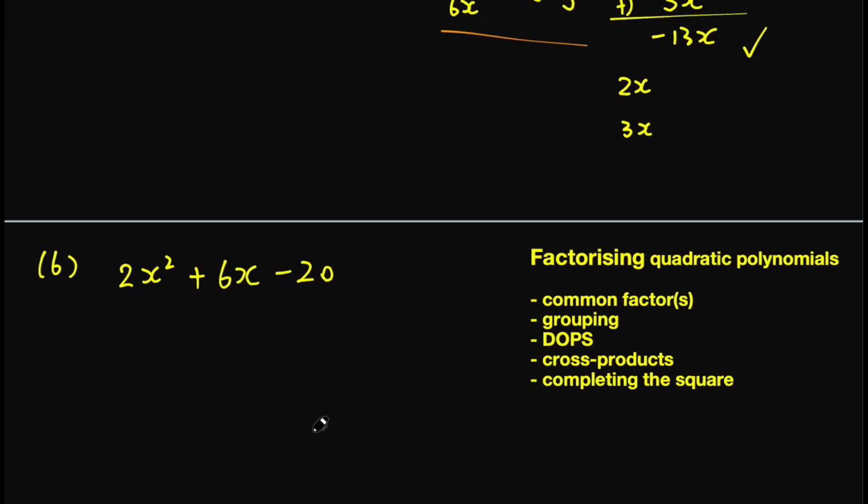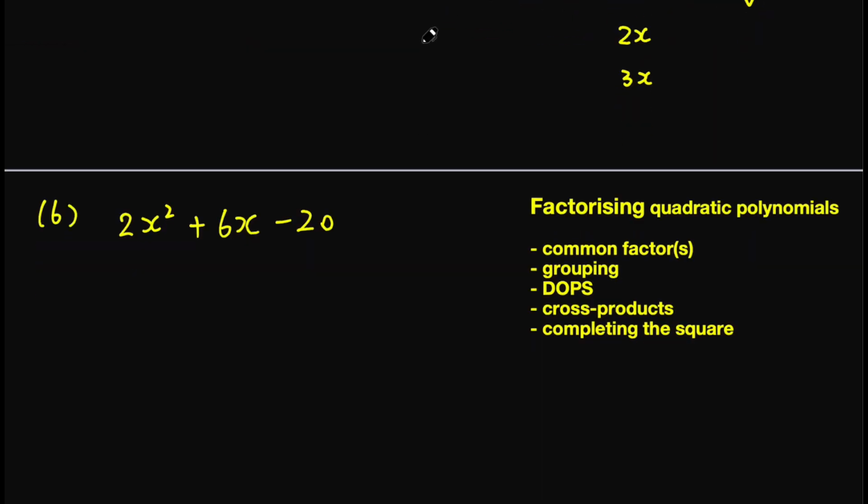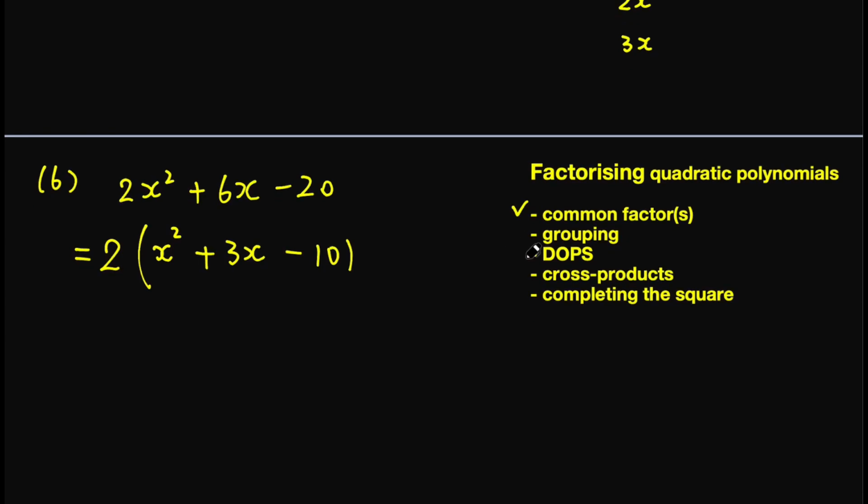Then for this one, still use a list. Are there common factors? Yes, number 2. Then we put 2 outside the brackets first. Then first term we will have x squared. Second term 3x. Third term we will have 10, negative 10 left. After that, can we use grouping? Not straightforward. I will leave it.